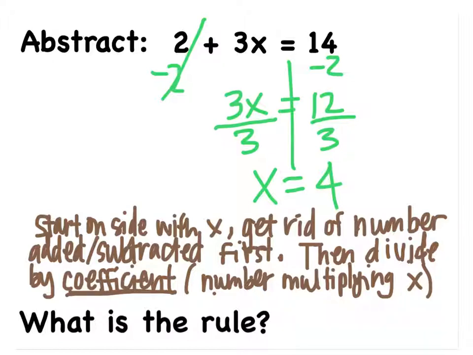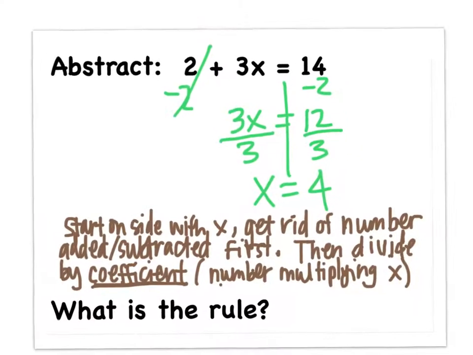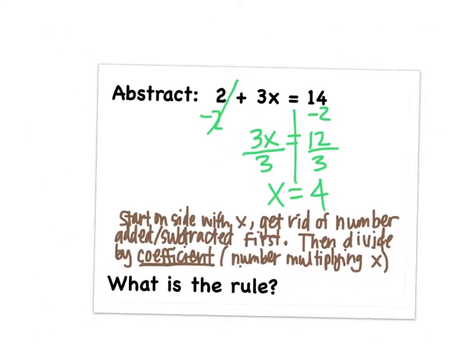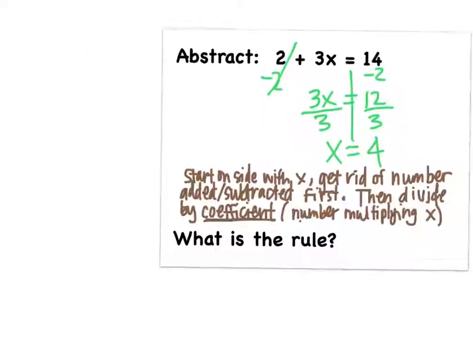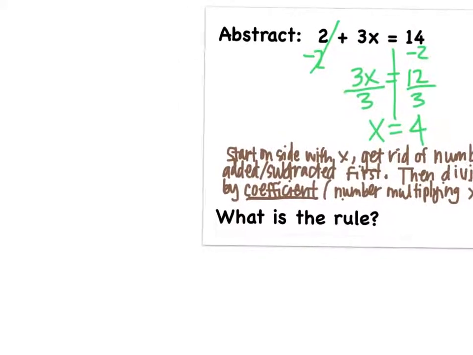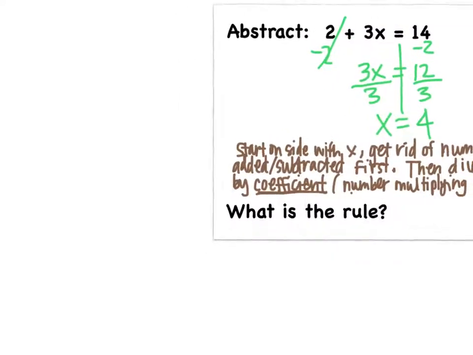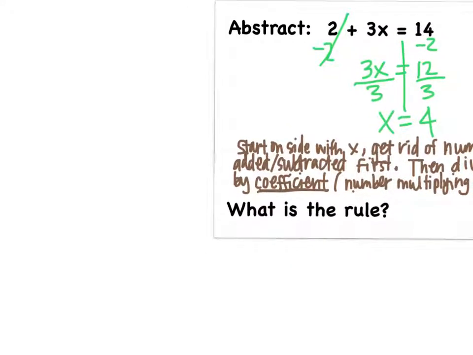Now, I want to take a moment and talk about what happens if we do things out of order. What would happen if we divided first and then added or subtracted? I'm going to shrink down what we already did and move it off to the side. We're going to use this same equation, but I'm going to solve it a slightly different way.